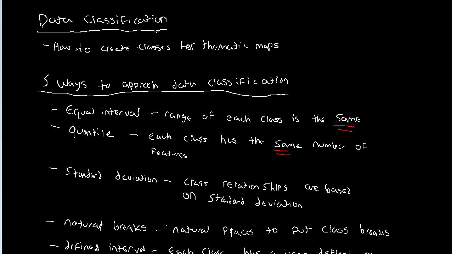In this lecture video, I want to cover this idea of quantile classification. In the previous videos, we talked about equal interval and defined interval, where we tried to keep the range the same for each class. For quantile, what we're going to try to do is set it up where each class has the same number of features, or approximately the same number of features.